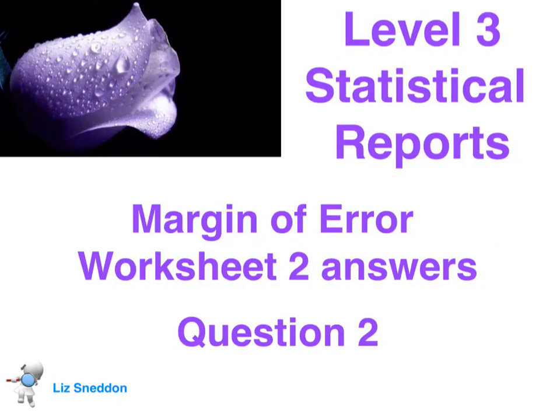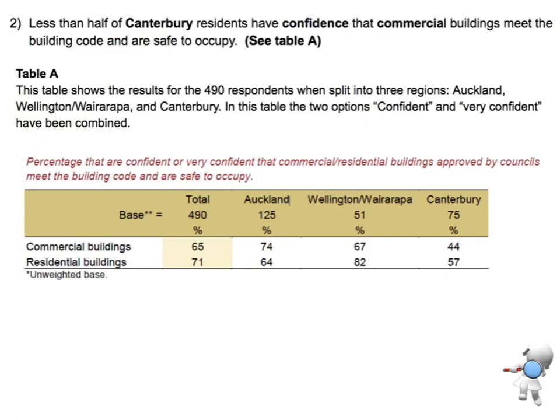Here's the answer for question 2 on worksheet 2. So the claim is that less than half of the Canterbury residents have confidence that commercial buildings meet the code and are safe to occupy. So that's going from table A.